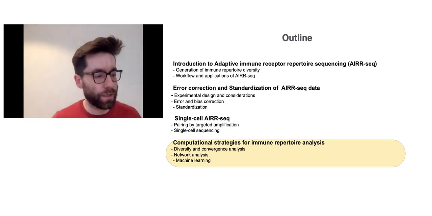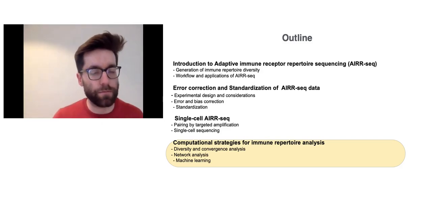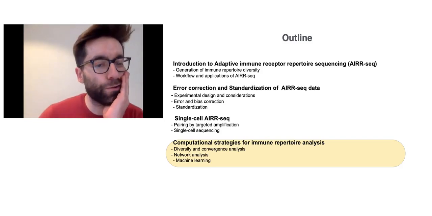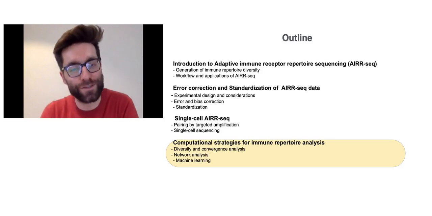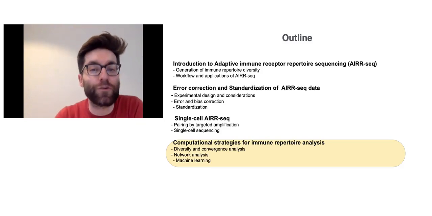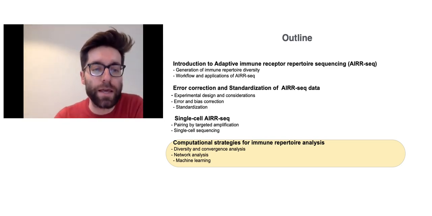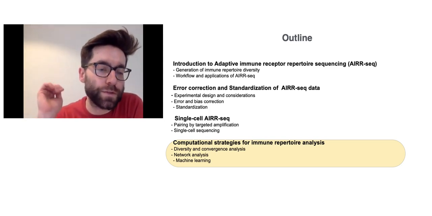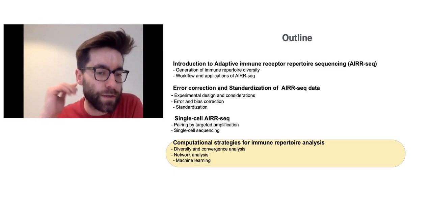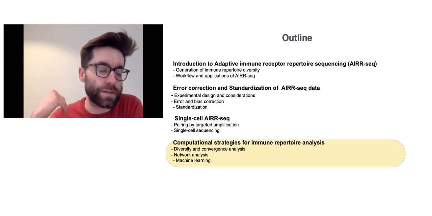Okay, so now we come probably to the section which many of you are looking forward to the most. It's also my favorite section, so that converges well, to keep with the vocabulary of this webinar. We will go through separate sections, which are diversity, network analysis, and machine learning.